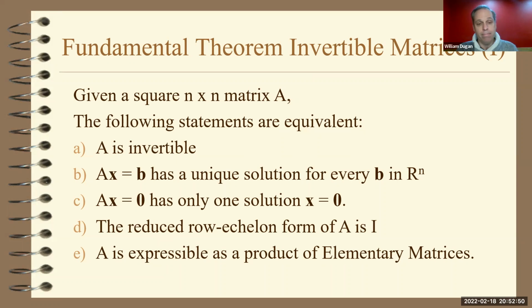A is invertible. A times X equals B has a unique solution for every B in Rn. AX equals 0 has only one solution, X equals 0. The reduced row echelon form of A is I, the identity matrix, and A is expressible as a product of elementary matrices. This theorem is incredibly powerful. It is something that's so strong that we want to connect everything we do back to it. As we introduce more and more ideas, more concepts, we'll constantly add on to this theorem. So this is only part 1 of many.